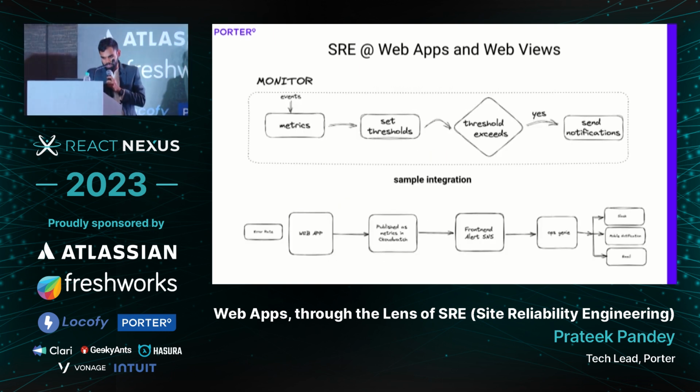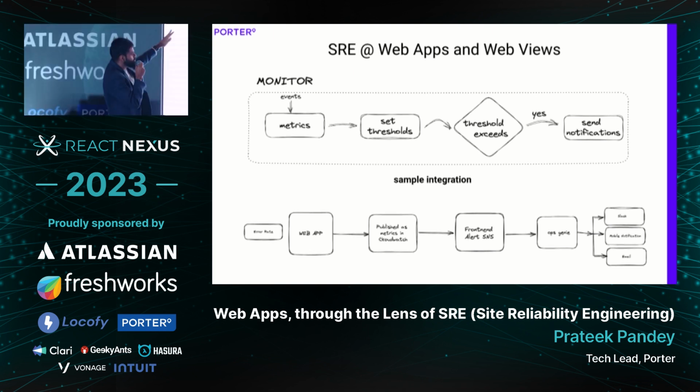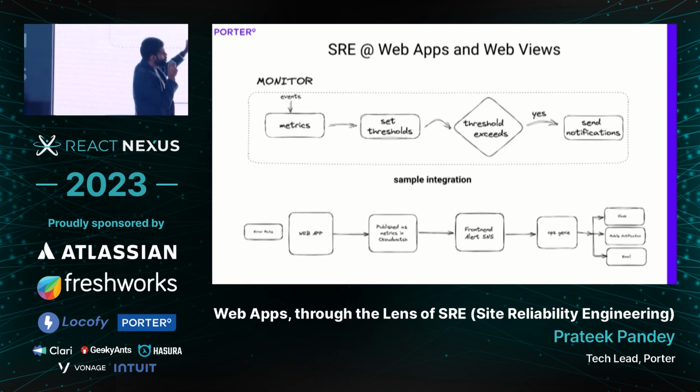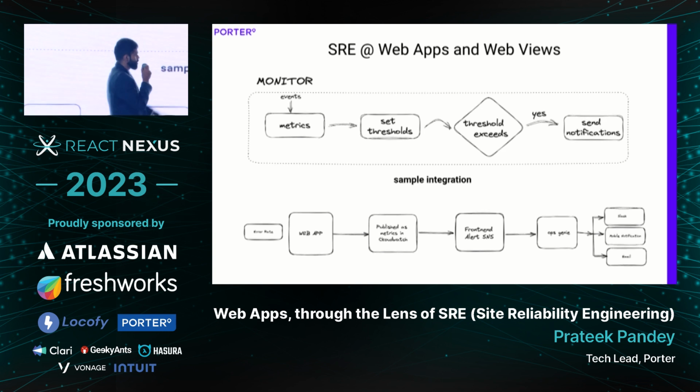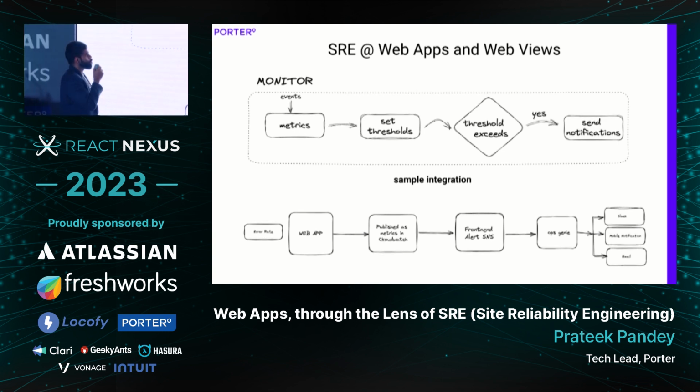Second part, monitoring. As I told you, metrics: set the threshold. Once the threshold is exceeded, send a notification. That is what monitoring is, my bad. And this is what comes as alerting, or you guys would know it in the form of AWS alarms.